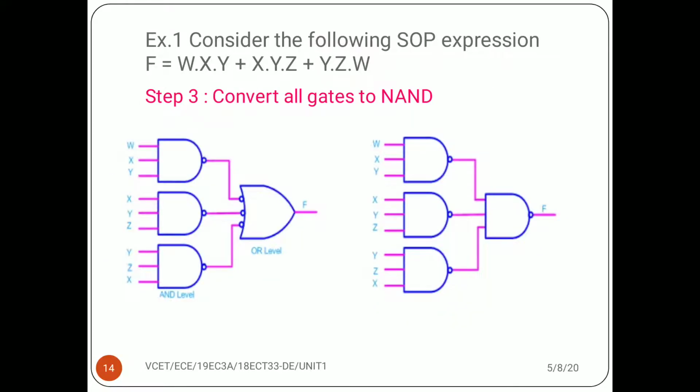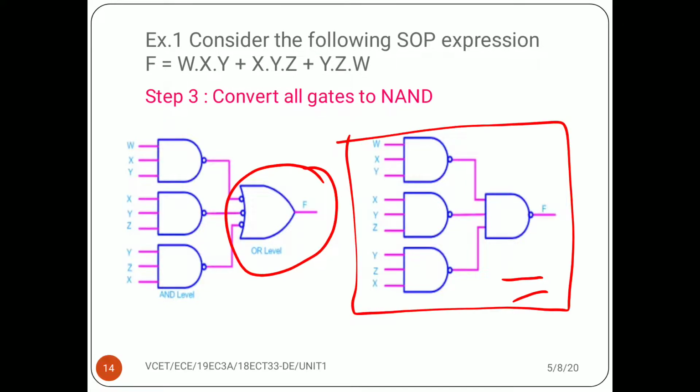And now we are going to convert all the gates to NAND gates. There is no change in this AND gate, as it is already a NAND gate type, and this OR gate we are going to convert into a NAND gate because we added bubbles at the input side, which is equal to a NAND gate. So this is the final implementation diagram using only NAND gates.